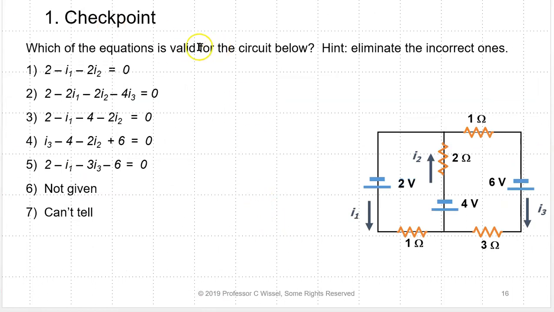Now, which of the equations is valid for the circuit below? There's several different ways you can do this. You can eliminate the incorrect ones. What I usually do is start with them and just see if they make sense. Okay, so what I'm going to do is start with this one.